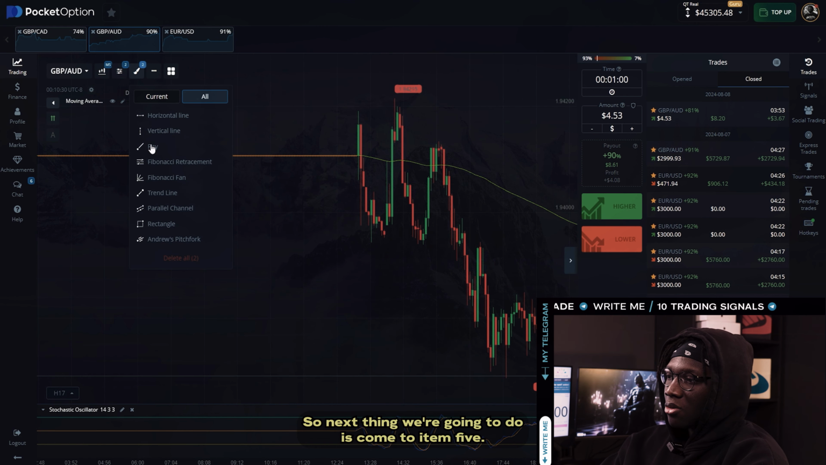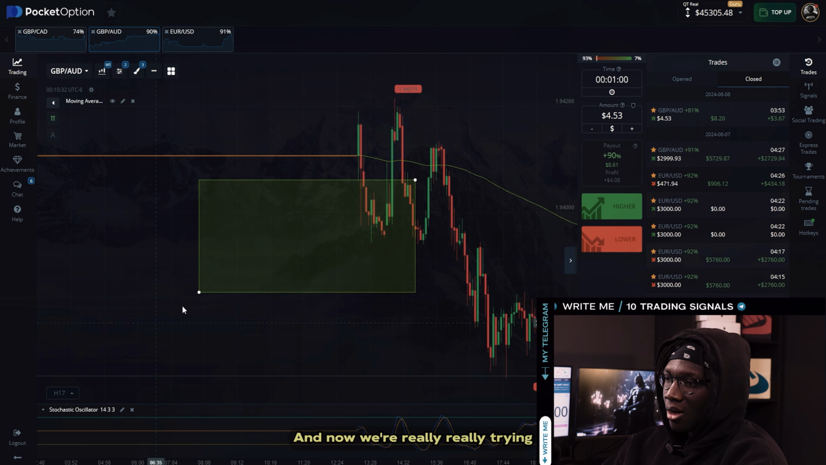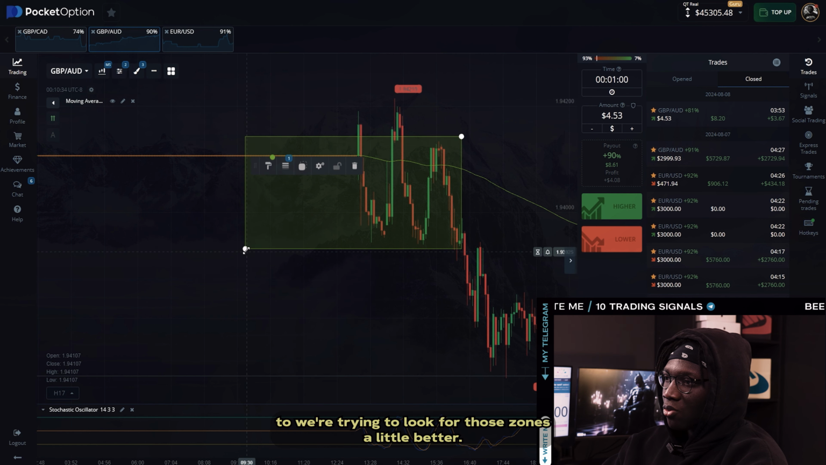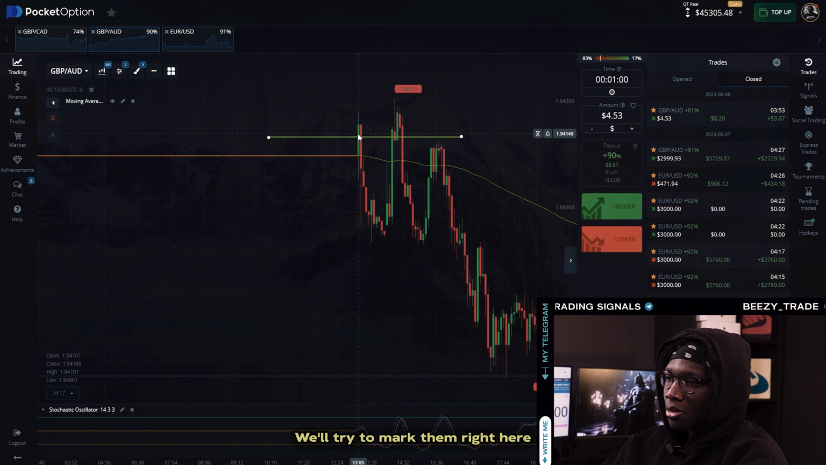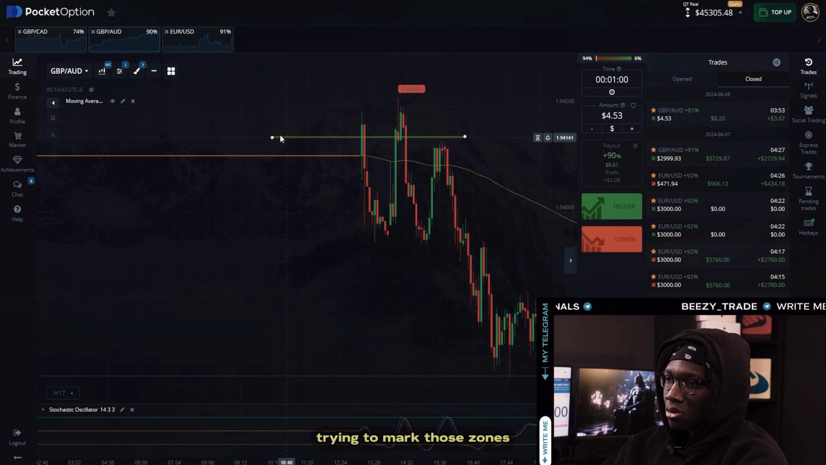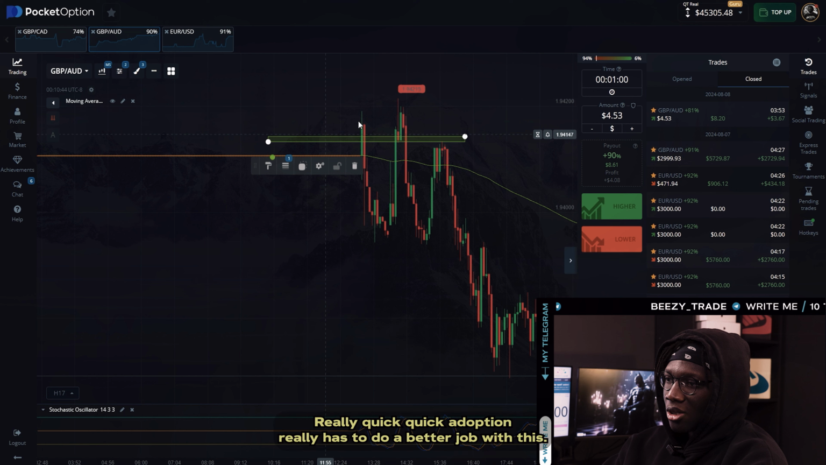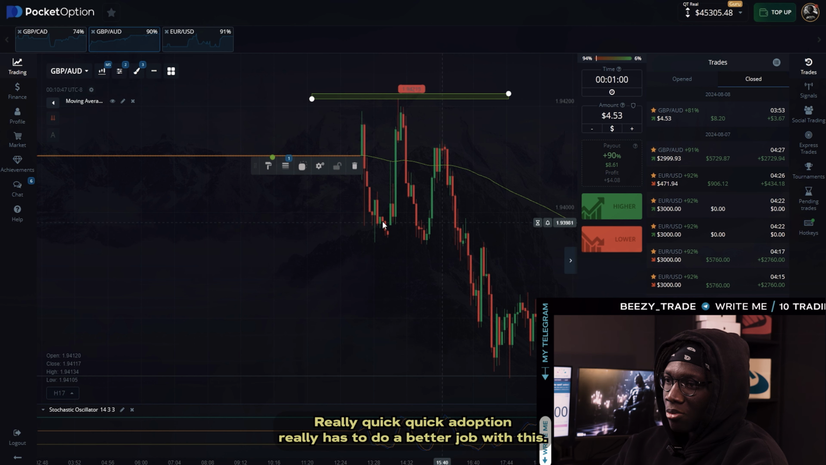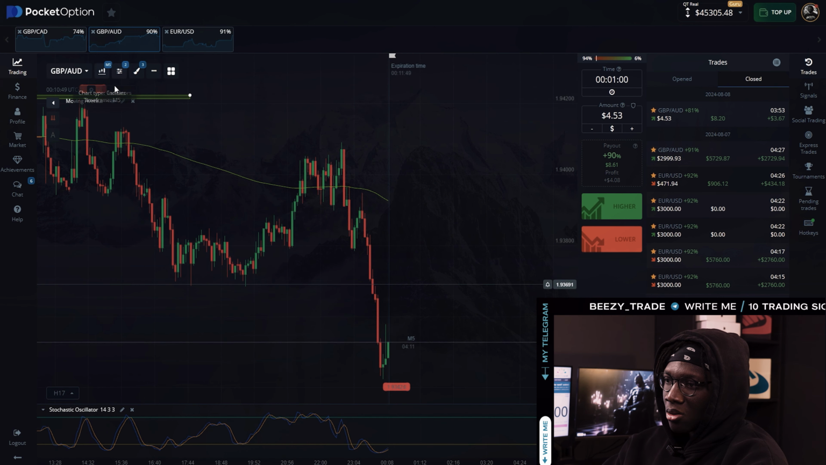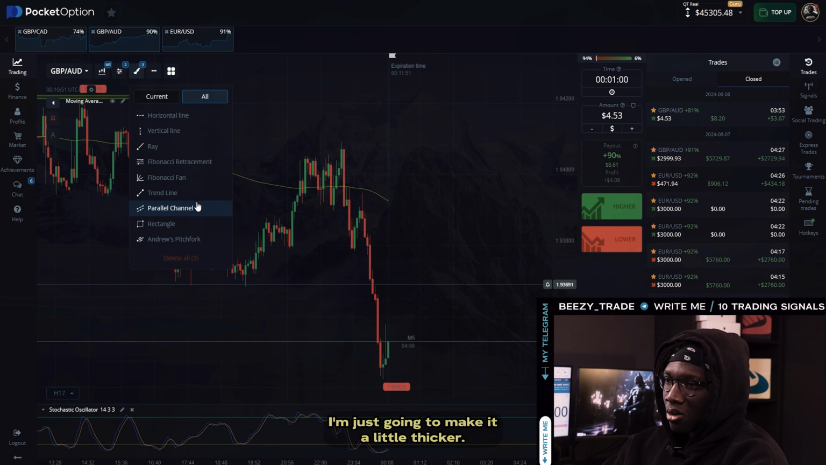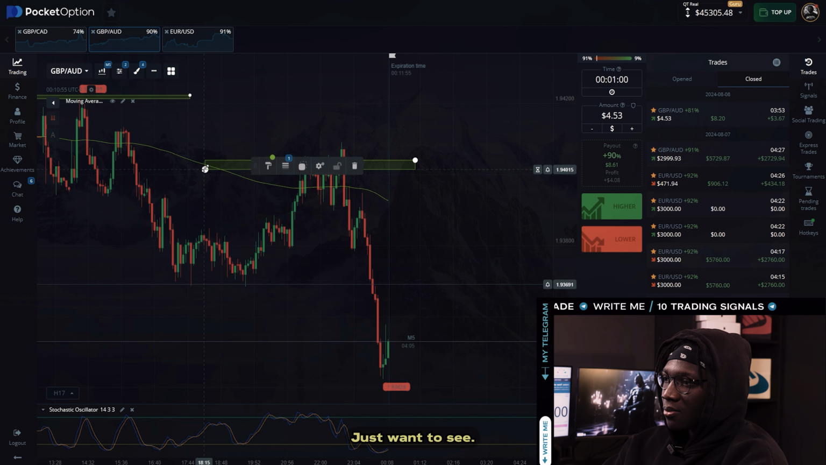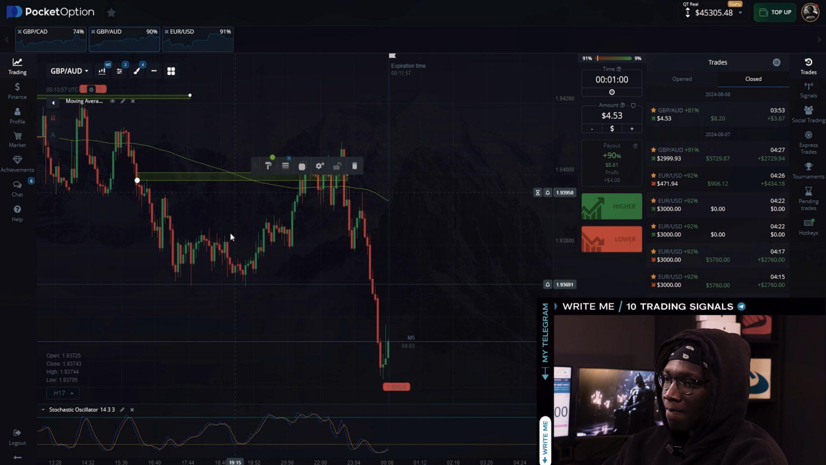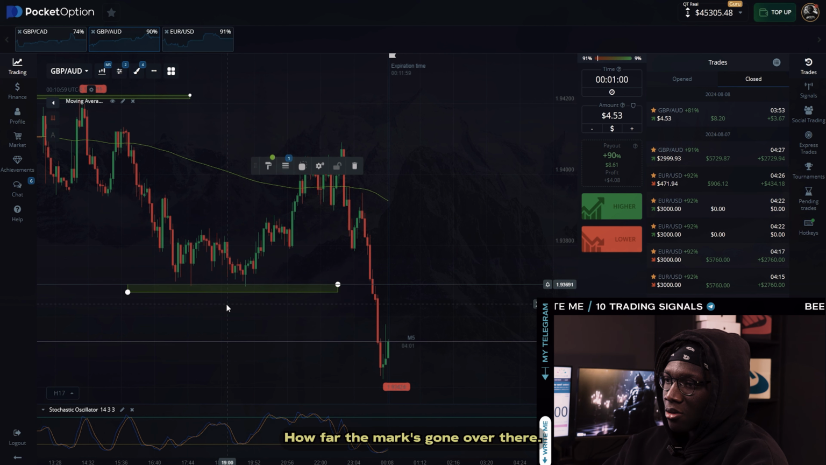Next thing we're going to do is come to our M5, and now we're really trying to look for those zones a little better, and mark them right here. Quick option really has to do a better job with this, I can't really click. Okay, I'm just going to make it a little thicker. Going to mark them, just want to see how far the market is going over there.